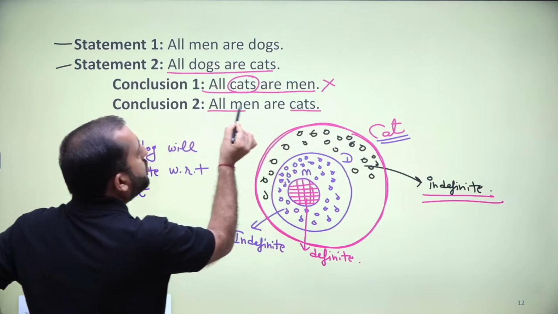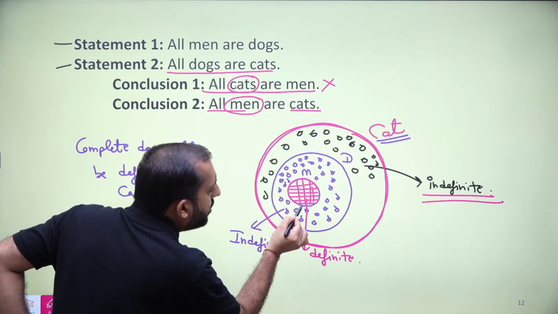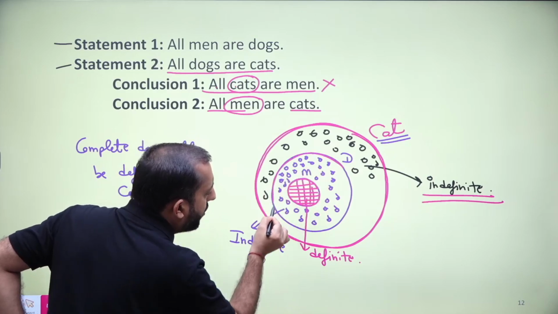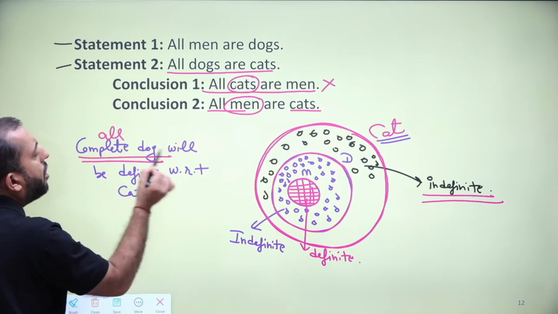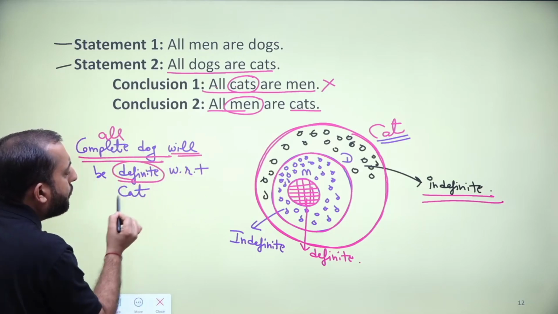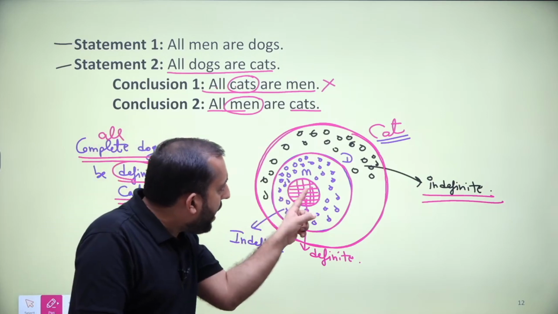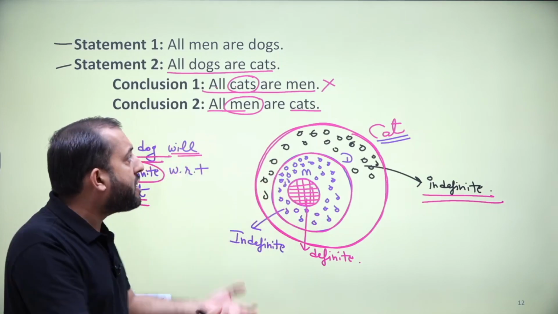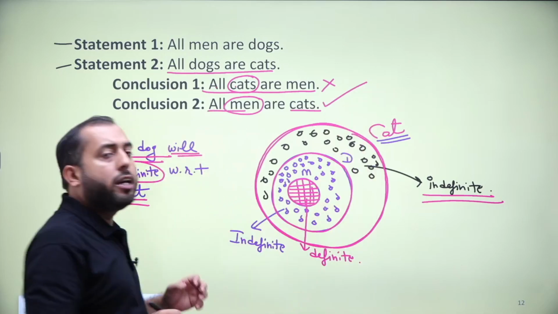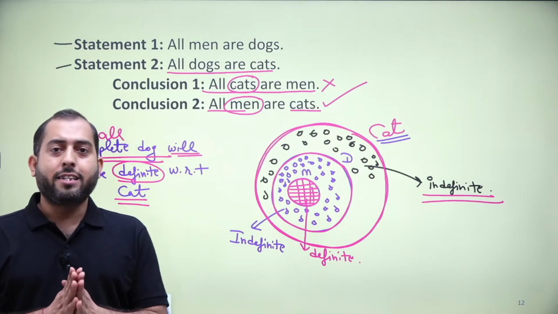All men are cats. So I'll pay attention to the circle of men. Now you can see the circle of men is well within the circle of dog. And complete dog is a definite region for cat, meaning dogs are lying well within cat, that is for sure. Men are lying well within the dog. If all men are dogs and all dogs are cats, so definitely "all men are cats" is a valid conclusion. I hope guys this is clear. Thank you.